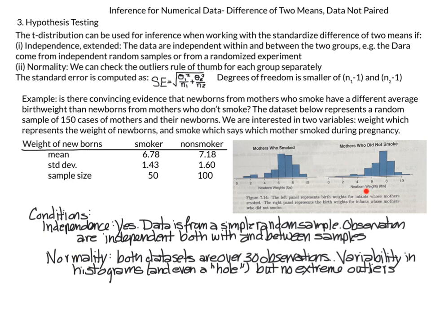Normality, looking at this, again, here, this looks pretty smooth. Here also, we have a gap, but that's okay. Both data sets are over 30 observations, so that's another thing. There's variability in the histograms, even a hole here, but no extreme outliers. I did do this calculation of mean plus or minus 3 standard deviations for the non-smoker. I'm going to let you do smoker yourself, but the mean is 7.18 plus or minus 3 times the standard deviation, 1.6, which is 4.8. So that gives us a range between 2.38 and 11.98.